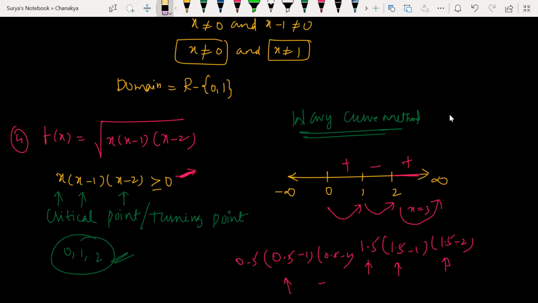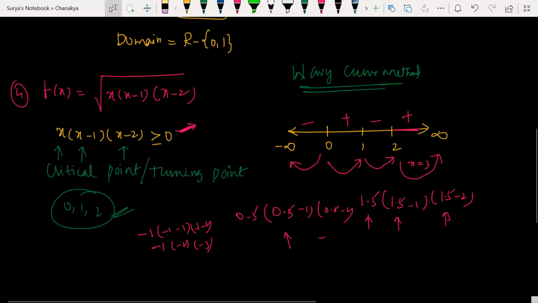Yes, sir. Next, below 0, take any value, let's say minus 1. Substituting minus 1: minus 1 into minus 1 minus 1 into minus 1 minus 2. So minus 1, minus 2, minus 3, negative. Yes or no? I need to check the sign. I just need to check what kind of sign I'm getting there, so no need to write the exact value. Are you understanding?